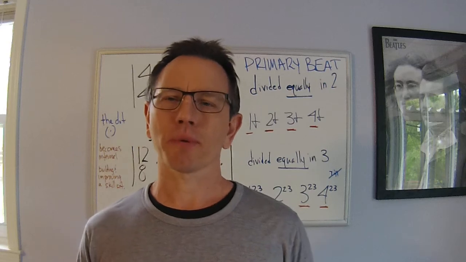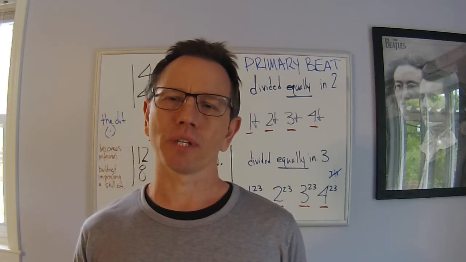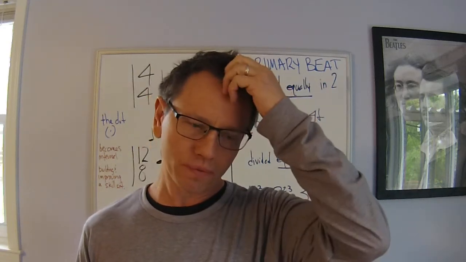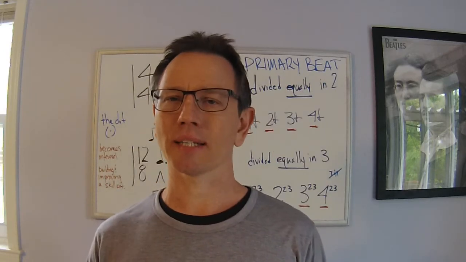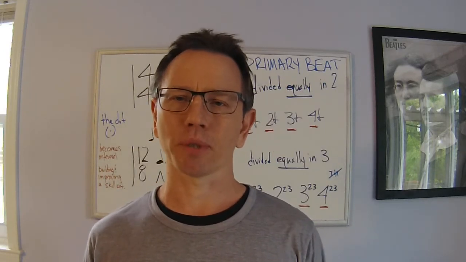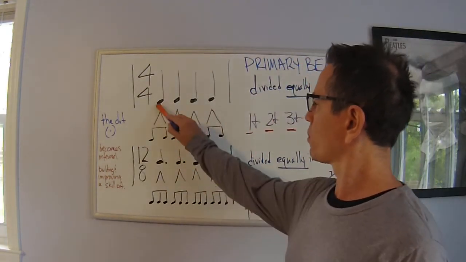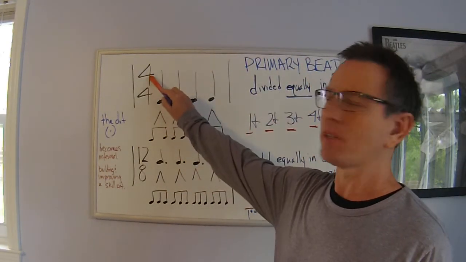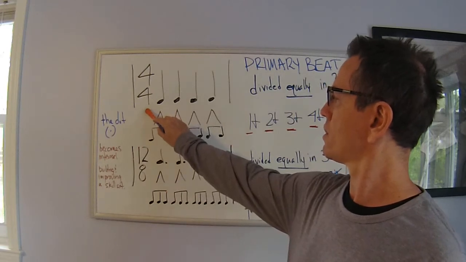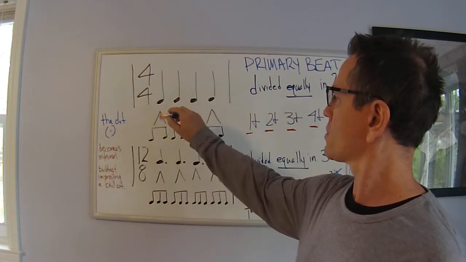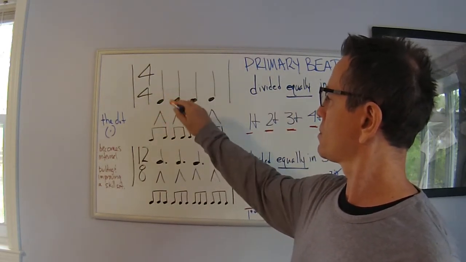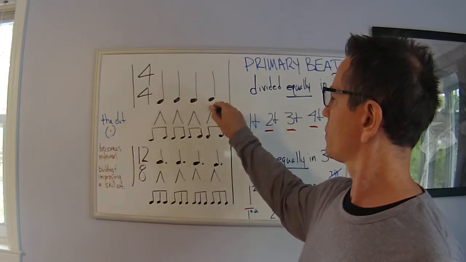All right, today we're going to talk about 12/8. The last video we did was in 4/4, so we will tie into that, kind of recap a little bit, and then build on that. So remember 4/4: 4 beats per measure. Quarter note gets the beat. So we have 1, 2, 3, 4.